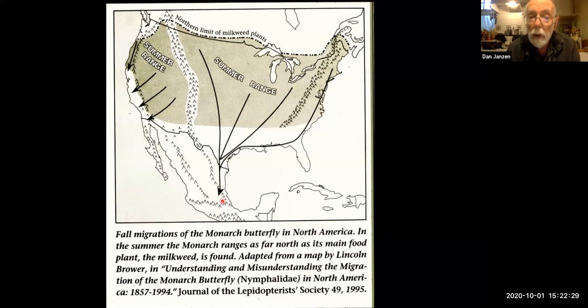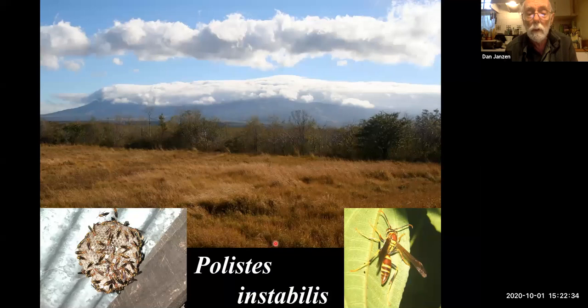Let me show you an example of that. This is near our house in Costa Rica. This is the mountain range here, and these are the cold, wet clouds sitting up on the top during the dry season. So here's the dry season. You can see the grass is all brown. The trees are mostly leafless. This is the bad time of year if you're a caterpillar eater. And this wasp is a caterpillar eater.